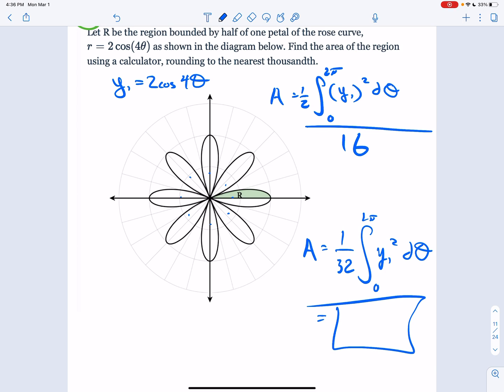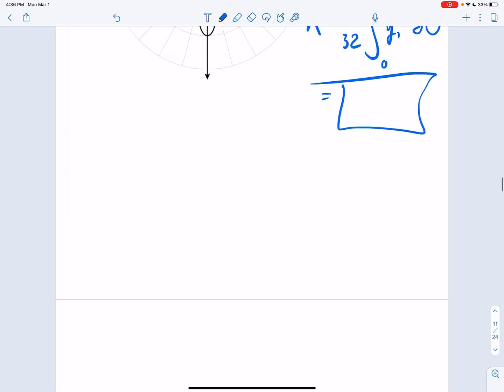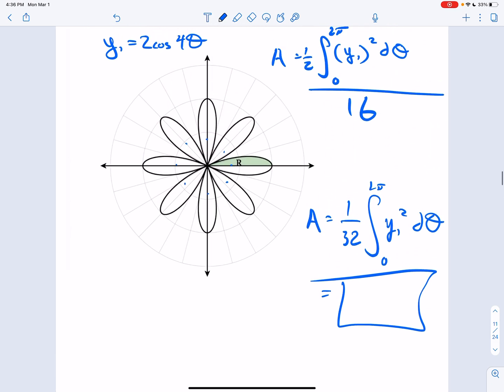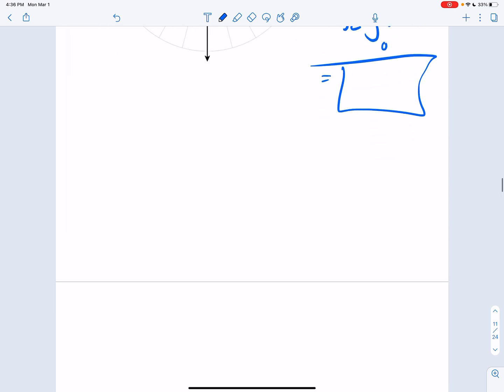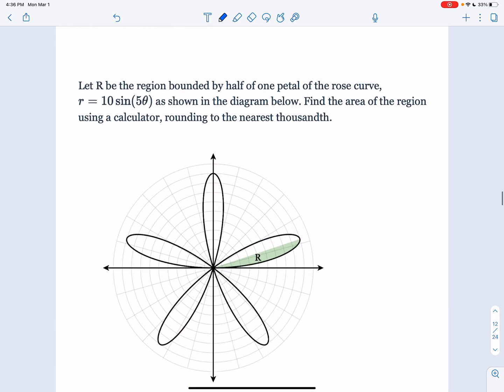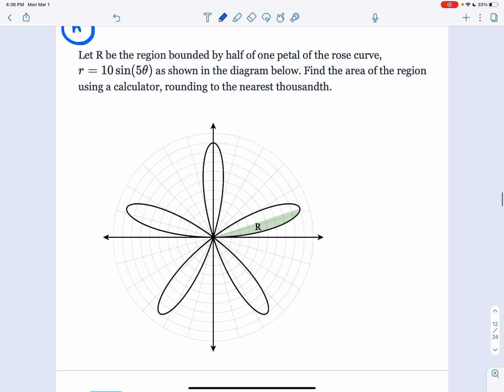So this method is foolproof with rose curves. Now, when you're dealing with other weird curves that are not rosy or rose-like, it's a different scenario, okay? All right, last one, and then we'll wrap it up. Part H. Try this one here. Press play when you're ready.